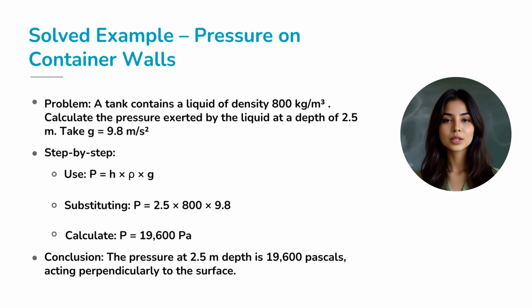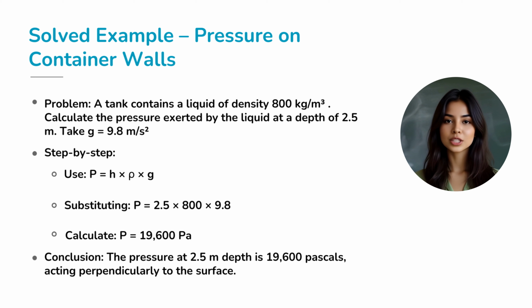Let's apply what we've learned. Problem: a tank is filled with a liquid of density 800 kilograms per cubic meter. What is the pressure at a depth of 2.5 meters? Take G as 9.8 meters per second squared. We use P equals H times rho times G. Substitute the values. P equals 2.5 times 800 times 9.8.